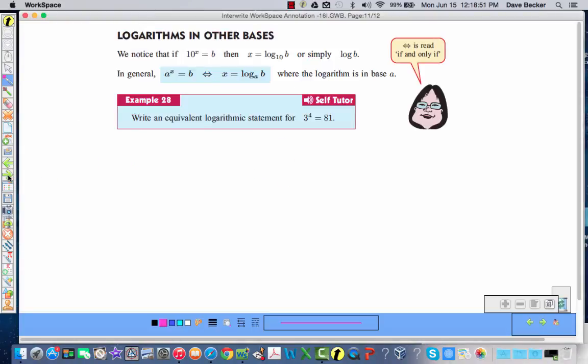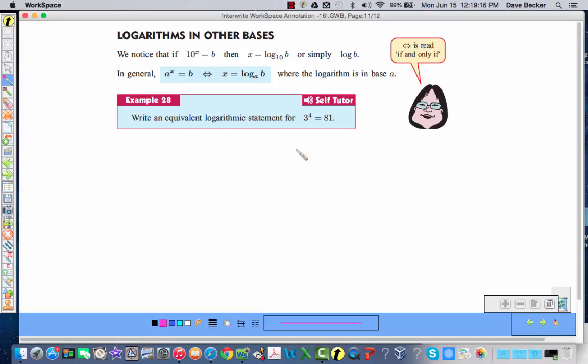Logarithms and other bases. So take a look here. If 10 to the x equals b, then x equals log base 10 of b. And this is what I like to say, coming home to mama. Whenever you get in trouble, a lot of times all you have to do is convert from exponential to logarithmic form, or from logarithmic form back to exponential.